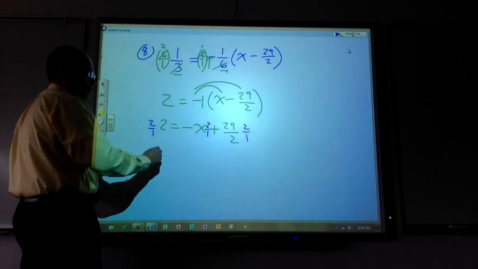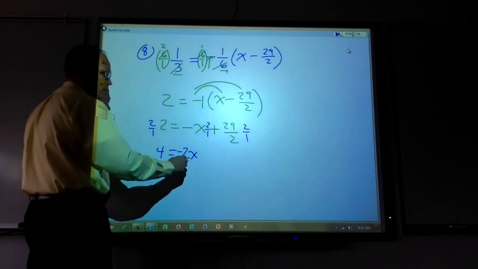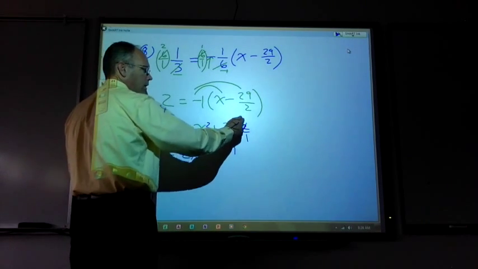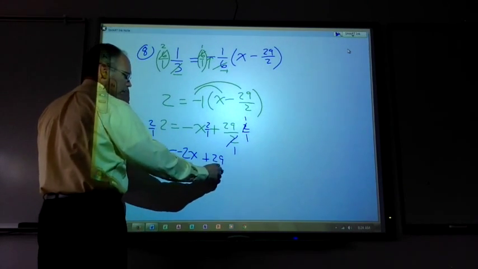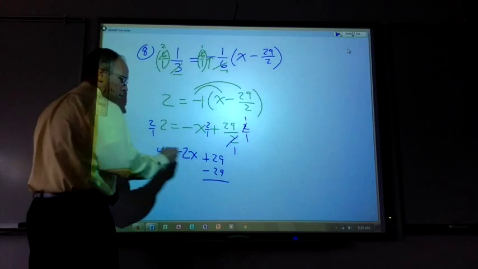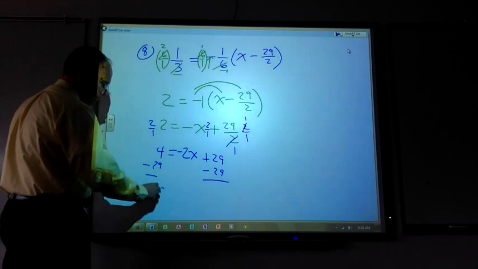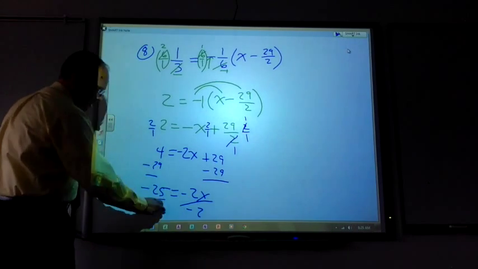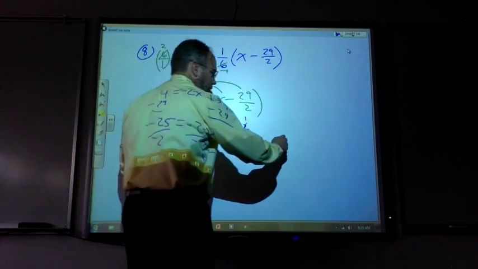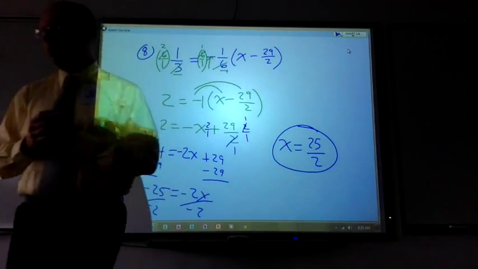Well, 2 times 2 is 4. Negative x times 2 is negative 2x, right? What about here? What do I have left there? Subtract 29. I got $4 in my pocket. Something costs $29. Do I owe or get back? Divided by the negative. Negative over negative is positive, so my answer is 25 over 2. Leave it like that. You do not have to make it a mixed number.